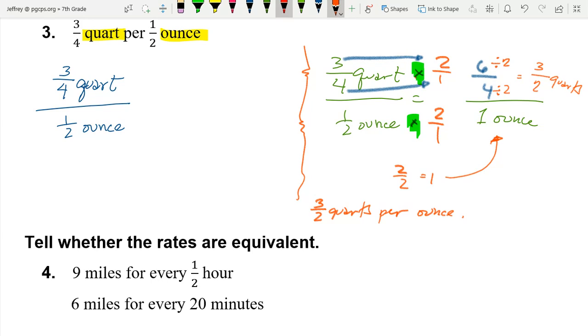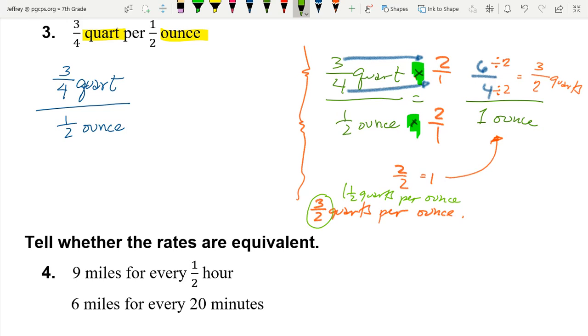Now, sometimes your textbook might ask you to change this into a mixed number. So you could also say 1 1/2 quarts per ounce. That would be the same. So how many times does 2 go into 3? One time, and the leftover is 1, and the denominator stays the same.